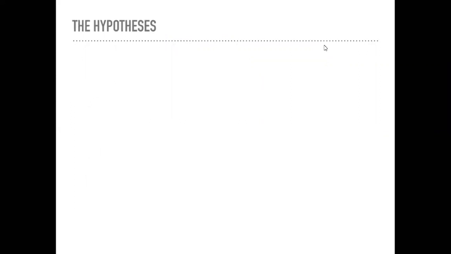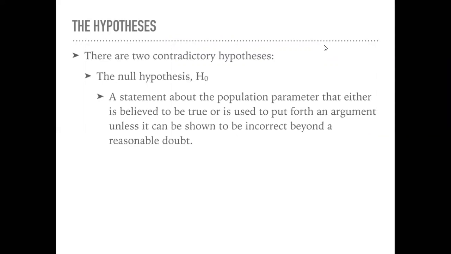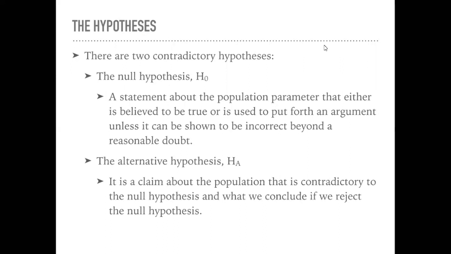Now, we're writing hypotheses and they should be contradictory hypotheses. So the first hypothesis that we're going to write, we're going to call the null hypothesis. The null hypothesis is a statement about the population parameter that is either believed to be true or is put forth as an argument unless it can be shown to be incorrect beyond a reasonable doubt. Then we have the alternative hypothesis, and it is a claim about the population that is contradictory to the null hypothesis, and it's what we conclude if we reject the null hypothesis. So we have a null hypothesis and an alternative hypothesis, and we can see our abbreviations for them here.